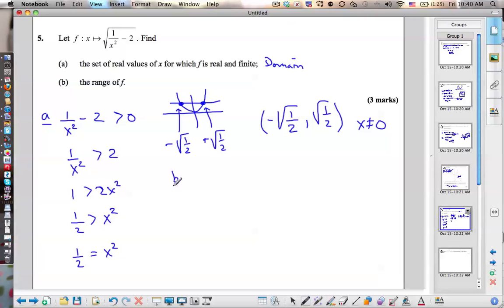Part B says find the range. So the range of f, well, this is actually quite a bit more difficult. Find the range. So we know when we put in these values, we get 0. And we know that the domain is between these two values, except not equal to 0. So the range is, well, when we plug this in, we get 0. So we definitely know it's from 0. That's the smallest it's going to be.